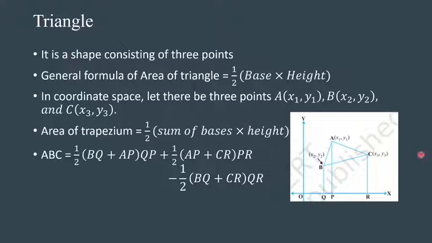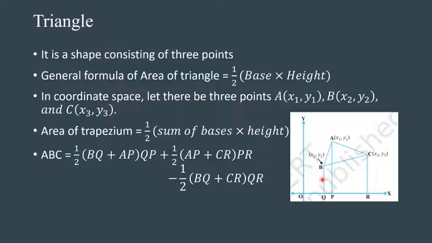So let's take 3 points A, B, C, and A is x1 comma y1, B is x2 comma y2, and C is x3 comma y3. As you can see, these are arbitrary points. We can take any points like these in the whole 2D plane. So at first, let's learn what is a trapezium. A trapezium, as you know, is a quadrilateral which has two sides parallel, and the other two sides not necessarily parallel.